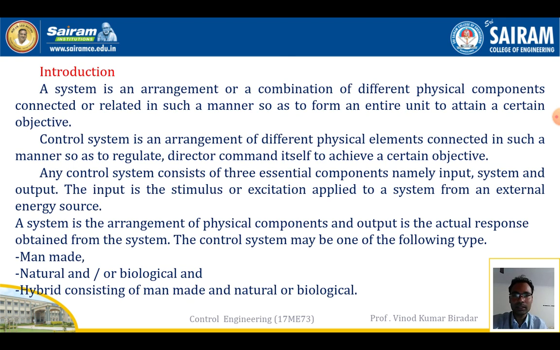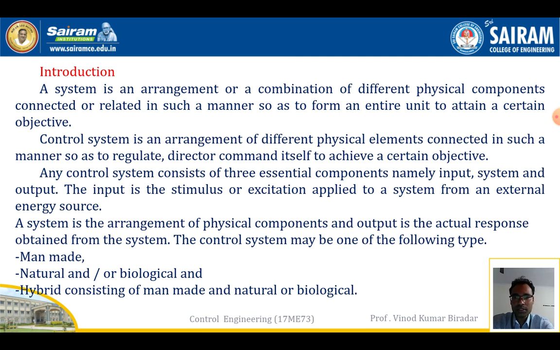Now the introduction. A control system is an arrangement or combination of different physical components connected or related in such a manner as to form an entire unit to attain a certain objective. A system is nothing but a connection of components to get an output. A control system is an arrangement of different physical elements connected in such a manner as to regulate or direct itself to achieve a certain objective, to get a certain output.